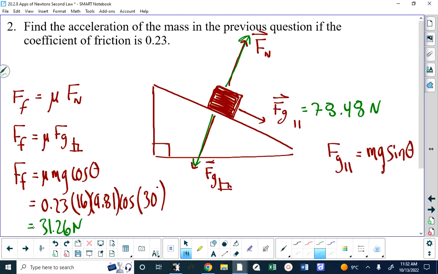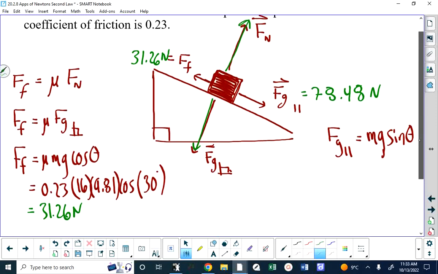So when I draw this, this is my force of friction. Maybe I could draw it a little bit longer. The force of friction has a magnitude of 31.26 newtons. So will the box slide? Yeah, there's more force down the ramp than there is opposing.